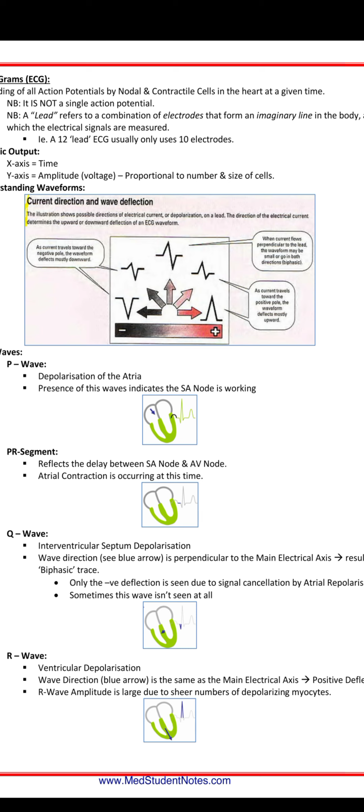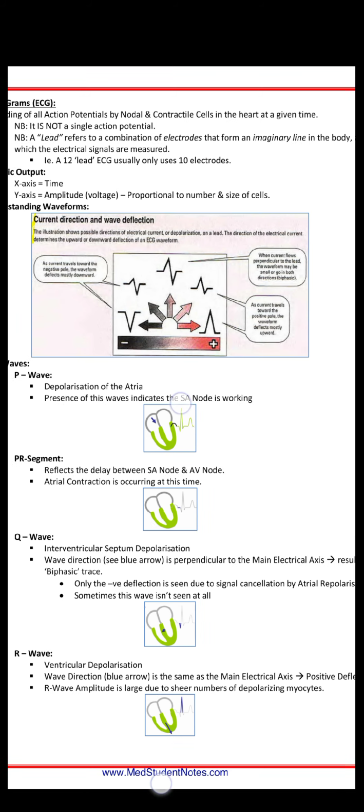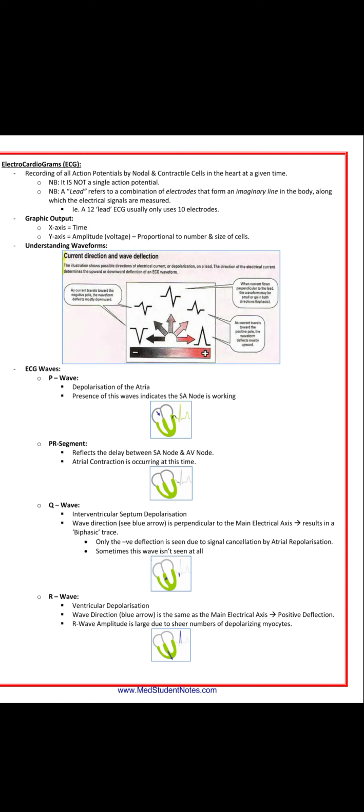So the wave direction is the same as the electrical axis. In the Q wave, the wave direction is perpendicular to the main electrical axis, which means 90 degrees. When it is the same, the main electrical axis is the same and positive deflection occurs. So the wave shows positive deflection in the R wave.